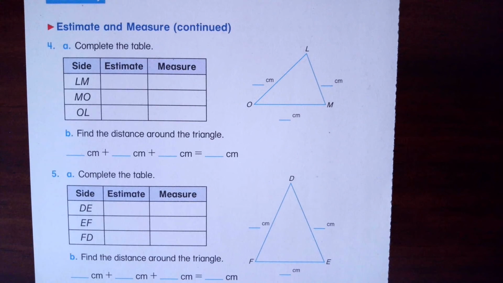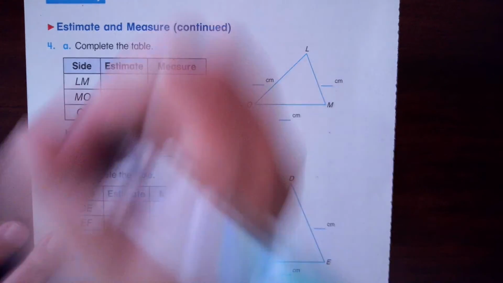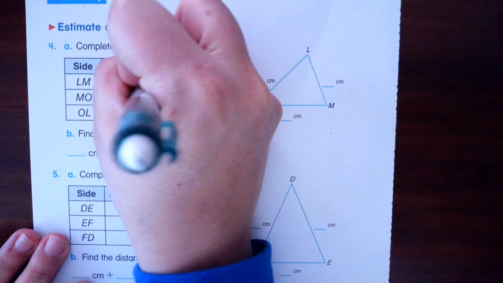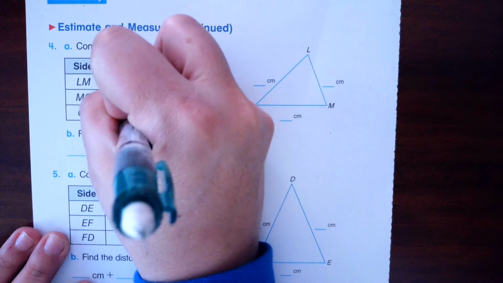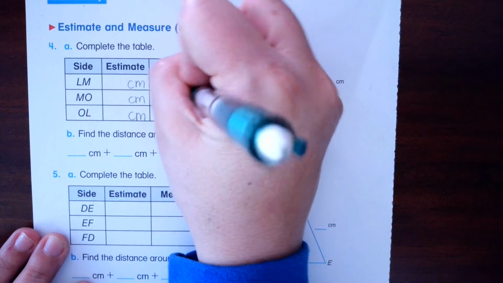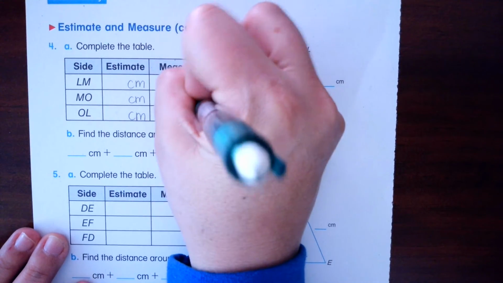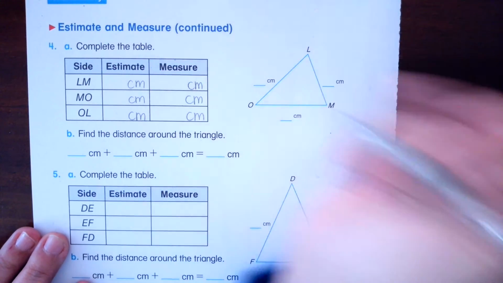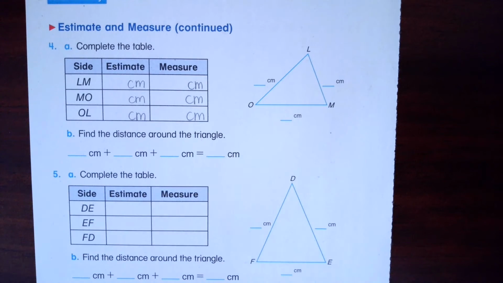We are actually going to fill in the estimates for each one, and then I'm going to have you go back and measure, okay? So if you want, you can start by filling in all of your centimeter marks, even on your measure side too. Just write them over to the right side. Go ahead and pause the video and do that now.